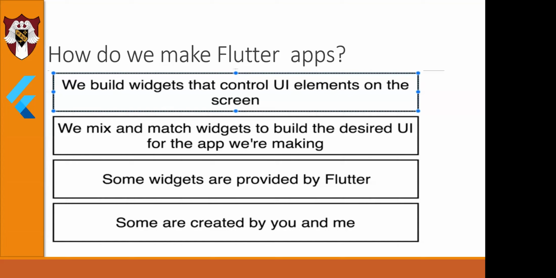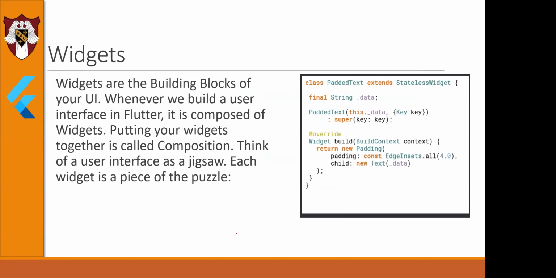First, you have your UI elements. What are your UI elements? Those are the buttons, the text. Each of them are called widgets. Everything inside your app is called a widget. So basically, widgets are the building blocks of your Flutter app. When you put together different types of widgets, you are actually composing. It's called composition.